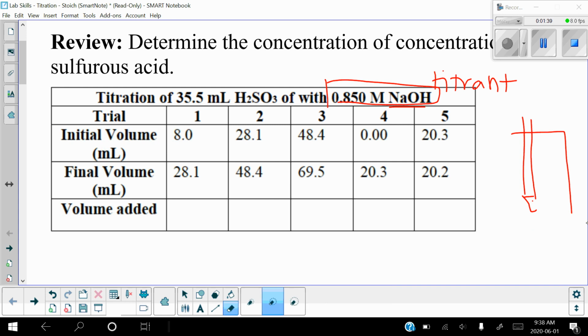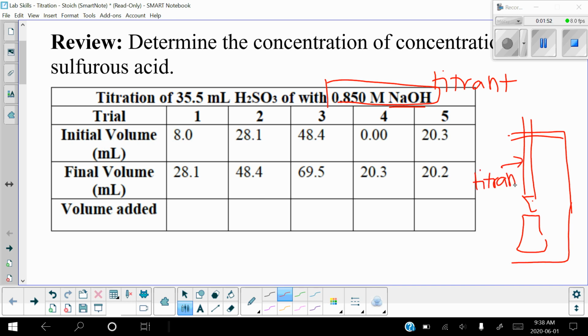And then we have our flask. Looks like that. Okay, so in here we have titrant. We know the concentration of titrant, and we figure out the volume by collecting data, the initial volume and the final volume on the burette, to see how much volume was added into the sample, into the flask. So we start off with the sample in the flask, and then we add titrant into the flask.